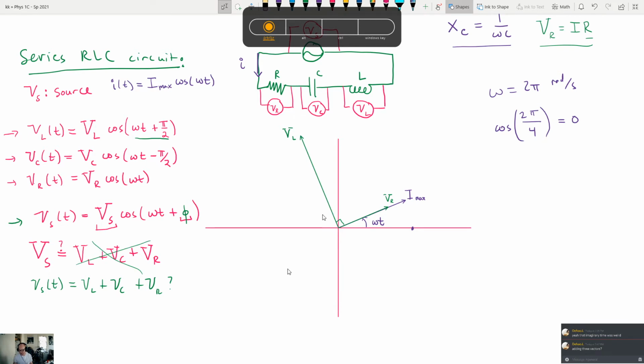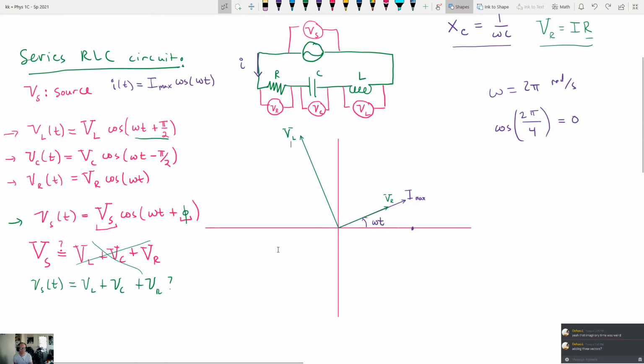The undo is just not working today. It wasn't working last time either. What's going on? Undo, undo, undo. It's not doing anything. Control Z. There we go.